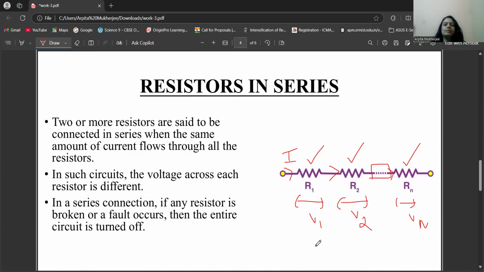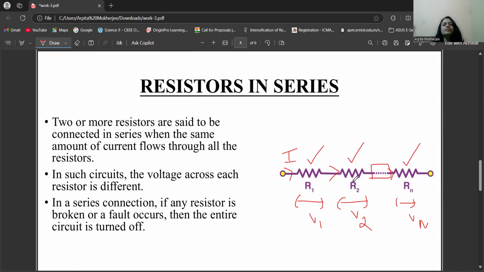So basically what happens, suppose one of the resistors is not working. What we have to do is turn off the entire circuit, remove that faulty one, replace it, and then it will work. So if one of the appliances is not working in this kind of circuit, it is going to damage the entire circuit. This is the major disadvantage of this kind of circuit.